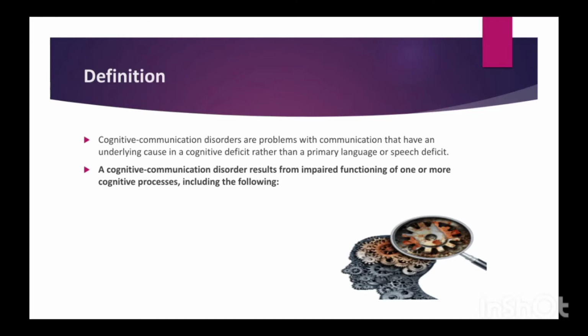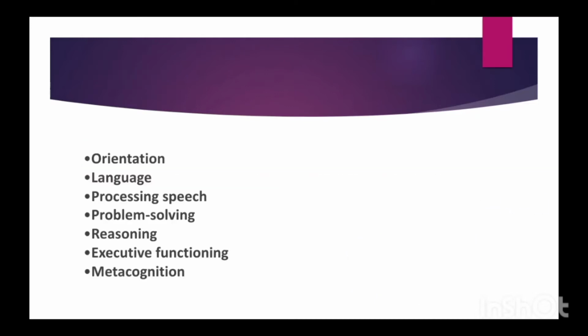The following areas constitute domains of cognitive functioning: attention and decision making. A cognitive communication disorder results from impaired functioning of one or more cognitive processes, which include the following: orientation, language, processing speed, problem solving, reasoning, executive functioning, and metacognition. First, orientation. Orientation includes knowing where, when, and who you are, as well as why you are there.